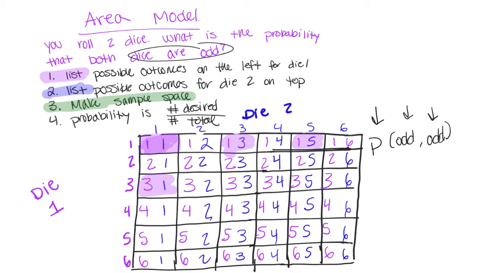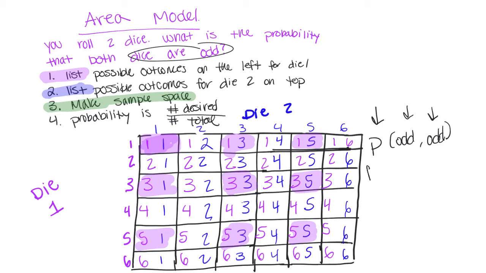Then here I have 3 and 1, 3 and 3, 3 and 5. Same thing for the fourth row. Since 4 is even, none of those are going to be odd. Then I have 5 and 1, 5 and 3, 5 and 5. And then 6 is not going to work since 6 is even. So let's count how many that is. 1, 2, 3, 4, 5, 6, 7, 8, 9.